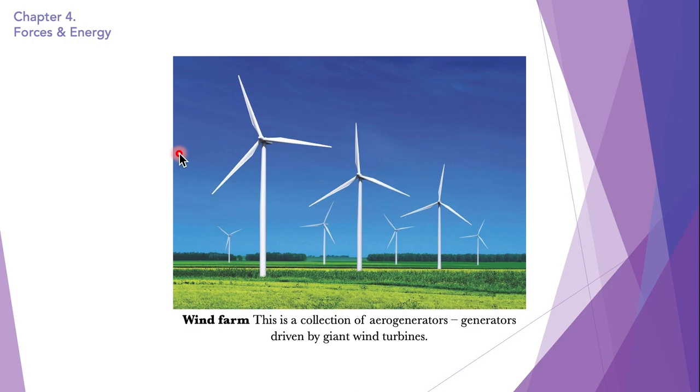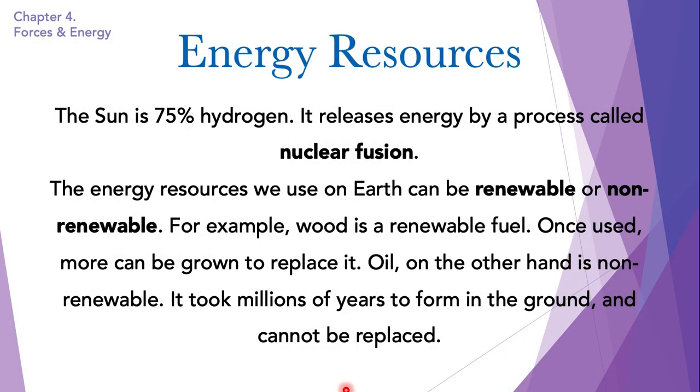Now we can move ahead on to understanding energy resources. Most of the energy that we use comes from fuels that are burned in power stations, factories, homes, and vehicles. Nearly all of this energy originally comes from the sun. The sun is 75% hydrogen. It releases energy by a process called nuclear fusion.